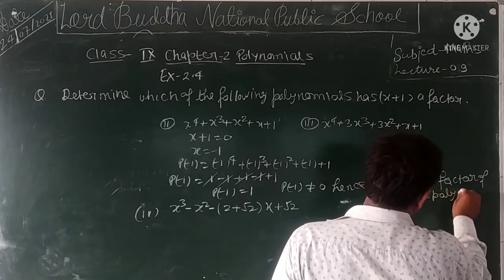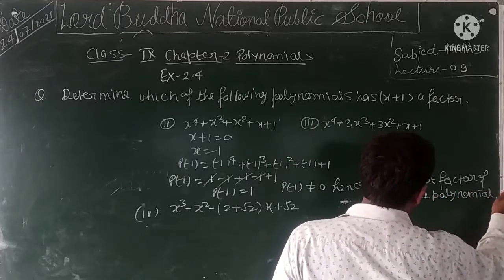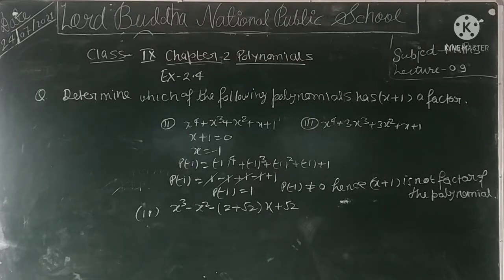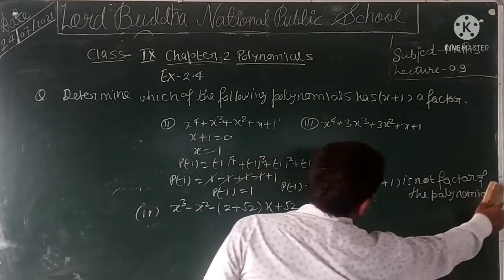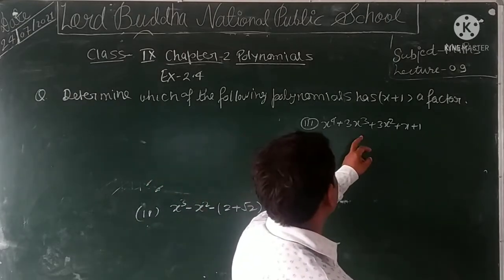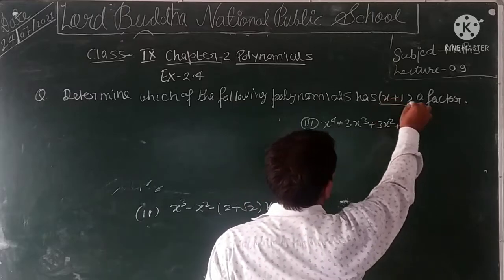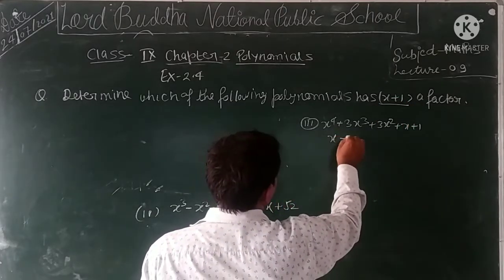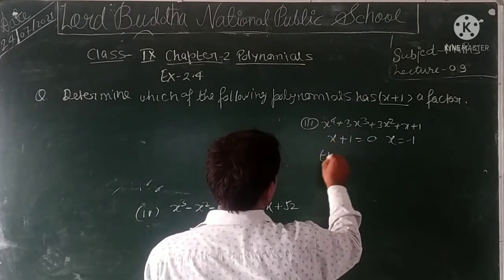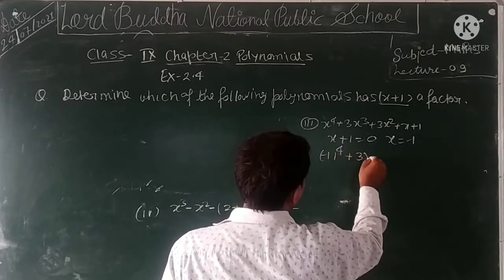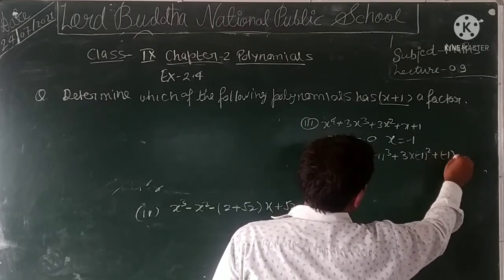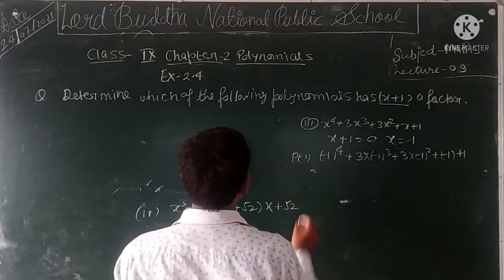Now we discuss the next part. The third part is x power 4 plus 3x cube plus 3x square plus x plus 1. Is x plus 1 a factor of this or not? Again we compare x plus 1 equal to 0, x equal to minus 1. Now we put in this polynomial: minus 1 power 4 plus 3 into minus 1 power 3 plus 3 into minus 1 square plus minus 1 plus 1. That is p of minus 1.